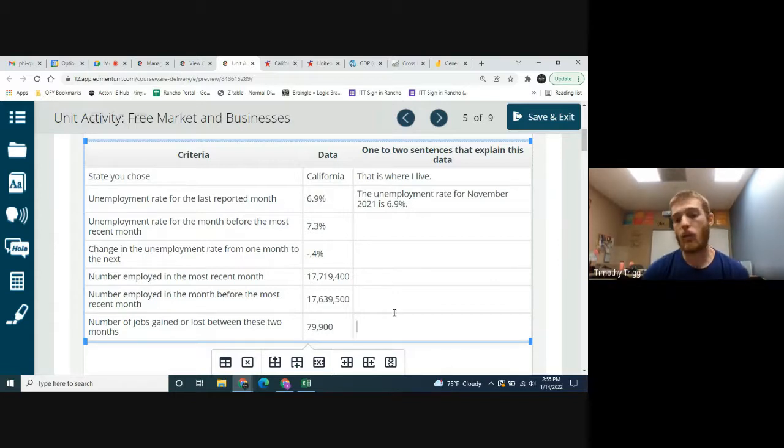Okay, and again, over here, you're going to just write a one sentence of what this data means. Okay, just like how we did here. So for example, the number employed, you would say 17,719,400 people were employed during the month of November. Now again, your numbers may be different depending on when you're doing this assignment. In my case, I'm using November 2021 and October 2021, but you are going to be using different months depending on when you're doing this assignment. So you're going to have different numbers there.